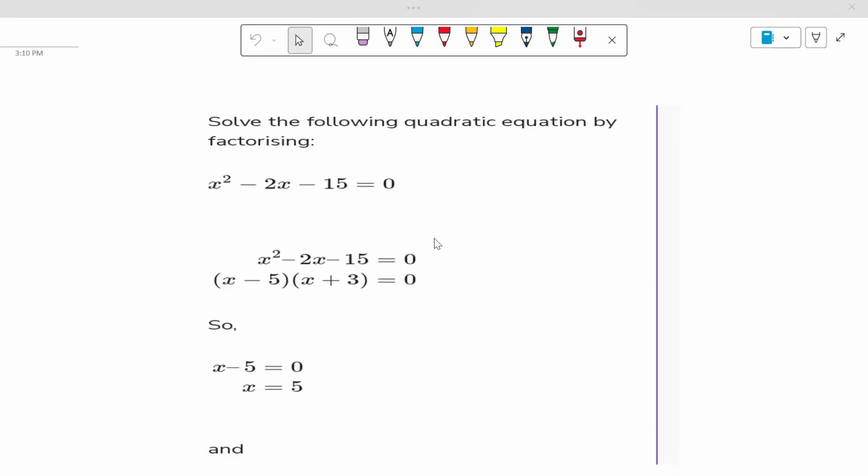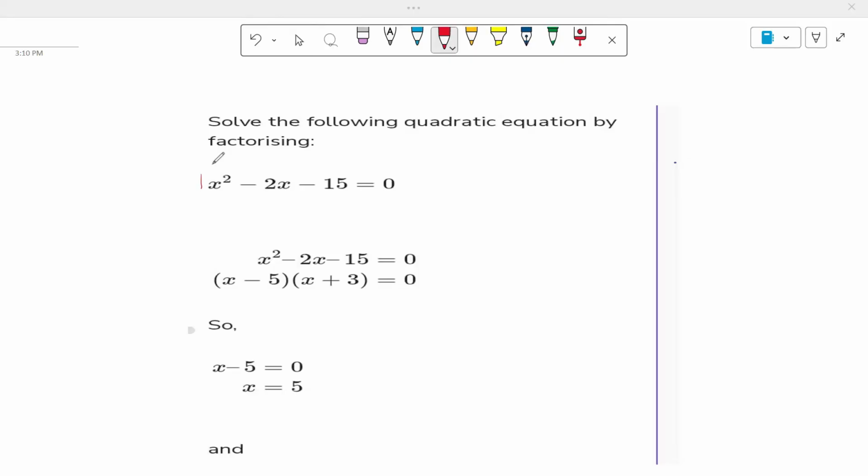Today on Math Sparks, the topic is solving quadratic equations by factorizing. For factorizing, we know we have the basic steps done in the previous video. Over here, the question is x squared minus 2x minus 15 equal to 0. Here we need to do breaking the middle term. Let's recall breaking the middle term.